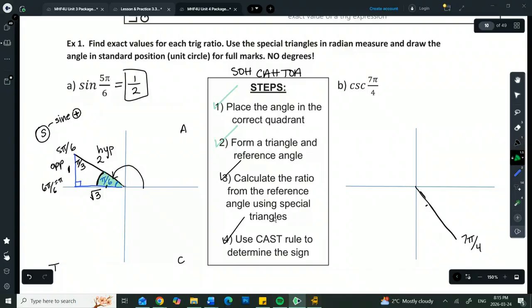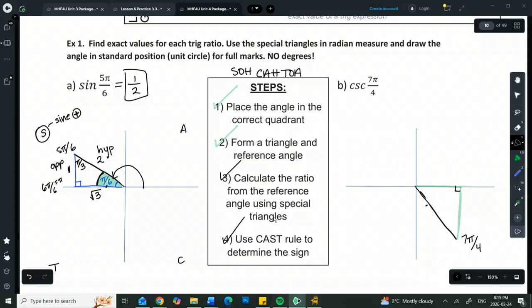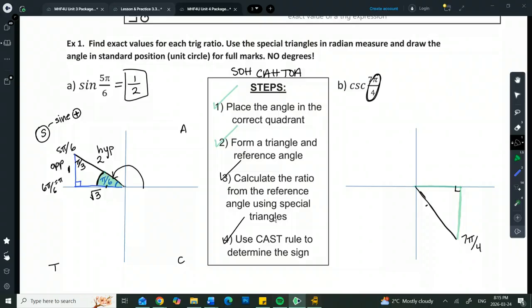So the triangle is also always made with the closest horizontal. I know somebody on this test is going to make a triangle that goes like this. Okay, don't be that guy or that gal. Please make sure you make it with the closest horizontal. I don't want to write on anybody's test, you did the thing. Don't do it.